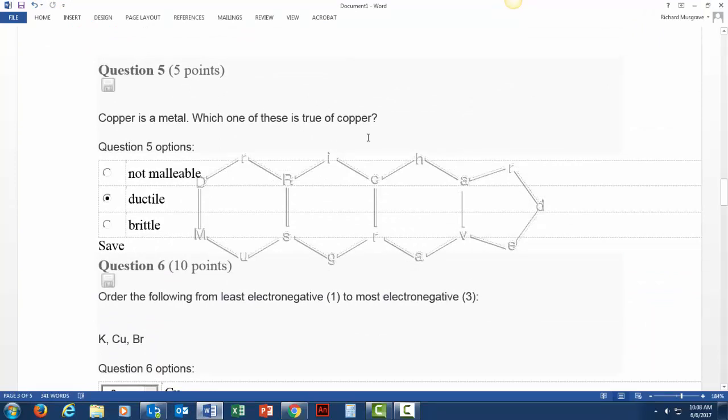Copper is a metal. Which one of these is true of copper? The properties of metals are ductile and malleable, also conduct heat and electricity. And in this case we can see that copper would be ductile. It would not be malleable would be not true for a metal. Brittle is something that's usually true of non-metals.